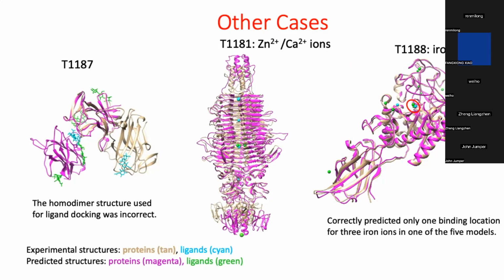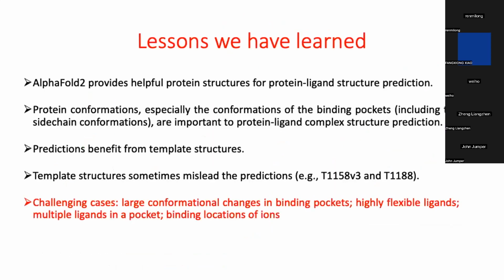And ions, maybe I'll just mention this one. We predicted one out of three iron ions. However, the others we didn't do correctly. There are so many negative charges, so this is still a big challenge to us.